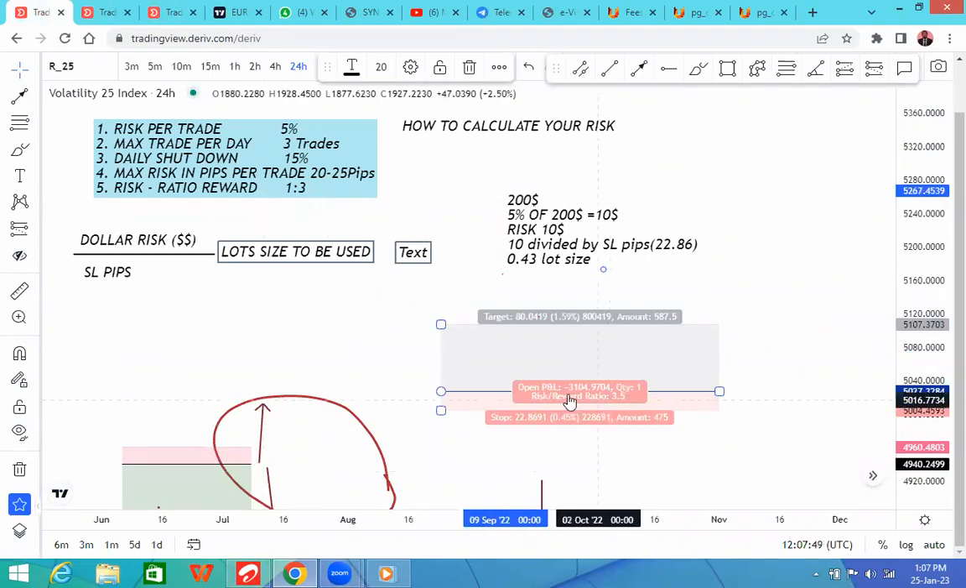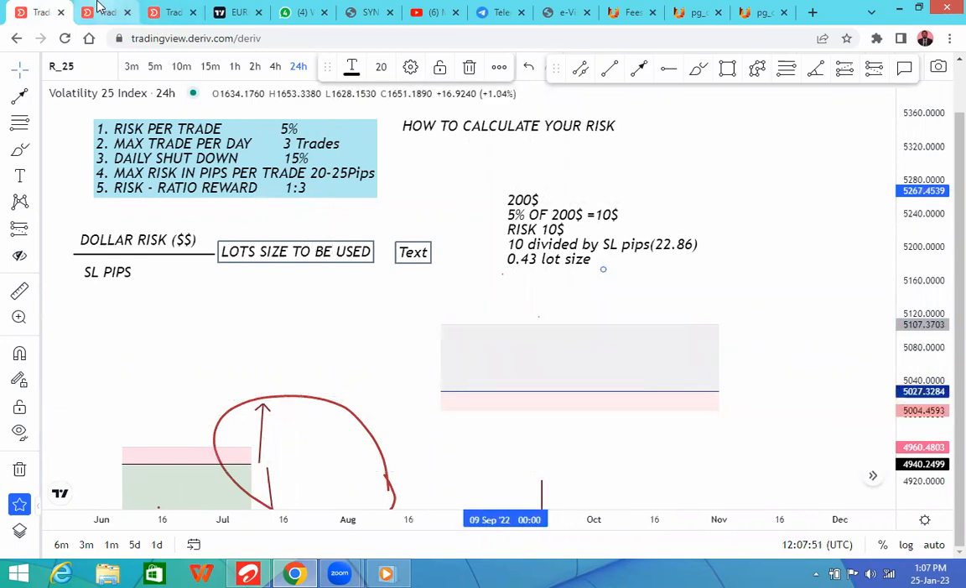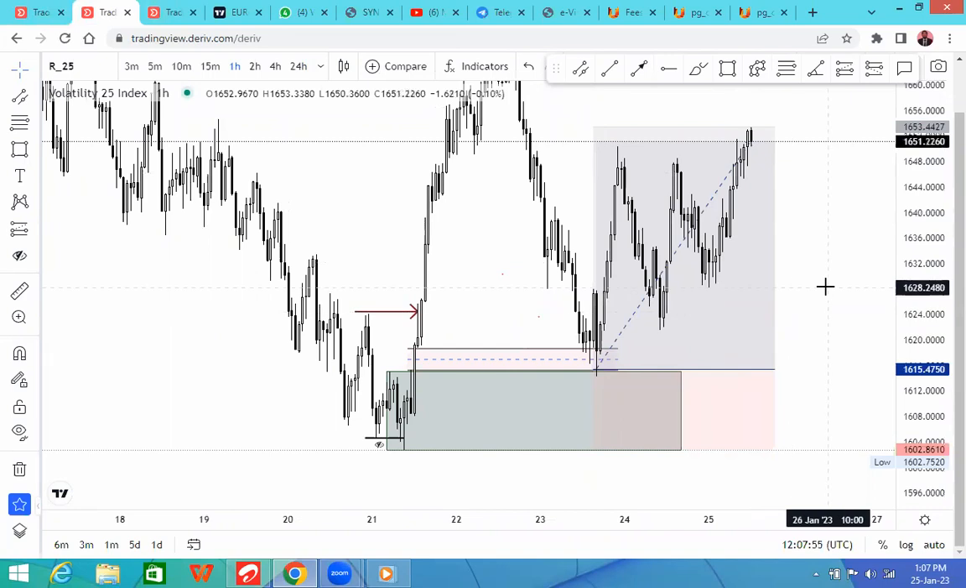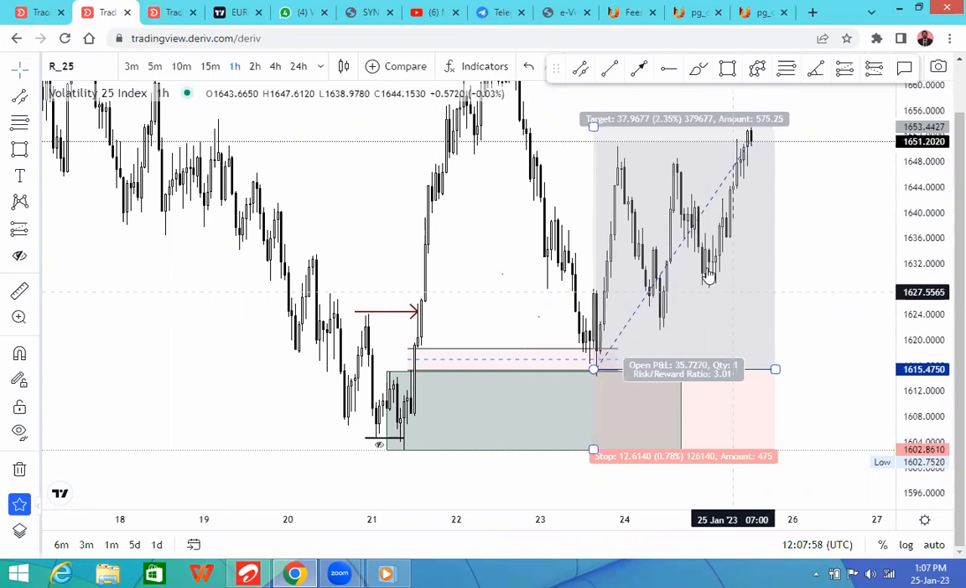So I want to ensure I take these kinds of trades that will just go 1 to 3. I'm out of the market. I'm not the one controlling the market. Price came and gave another entry here. You wouldn't have seen this, but I've already caught this entry. 1 to 3. Price has already hit TP.